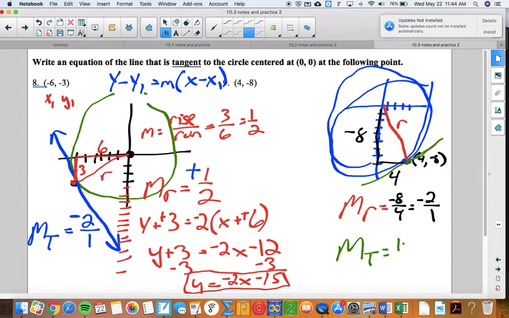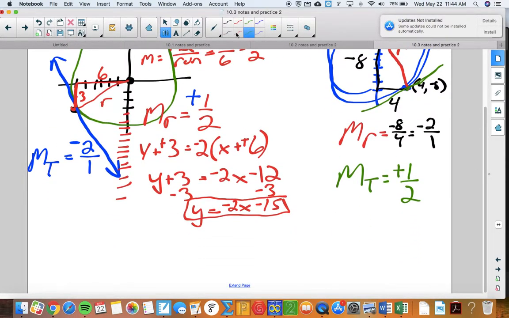So the slope of the tangent line is going to be, again, the opposite reciprocal. So the negative goes to a positive. The 1 over 2, the 2 over 1 becomes a 1 over 2. So the slope is a positive 1/2. So I know the slope of that tangent line. I know the tangent line goes through the point 4, -8.